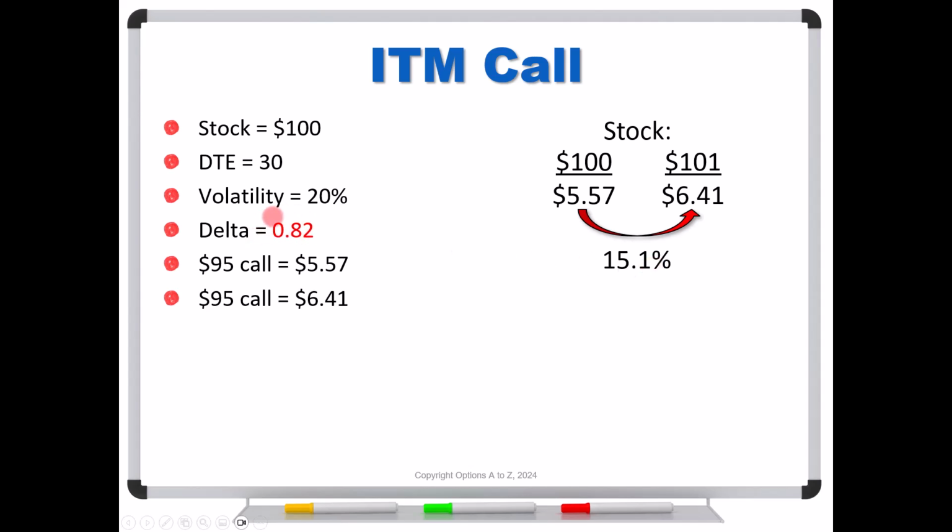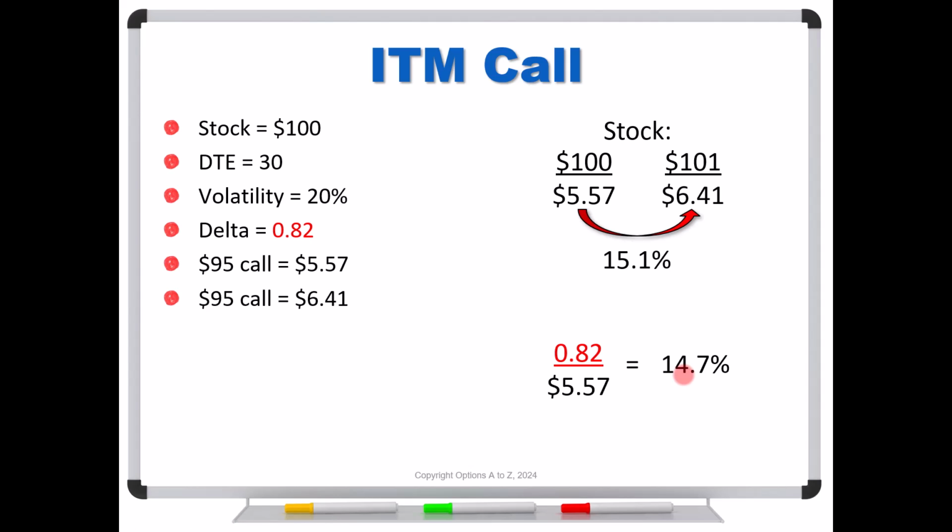Well, we're going to take 82 delta divided by the current option price of $5.57, and that tells us 14.7%. Not too far off of 15.1, but not dead on accurate either. Why? Because of gamma. Gamma has increased our option's price a little bit more than delta would project, and that's why our percentage is a little bit off.